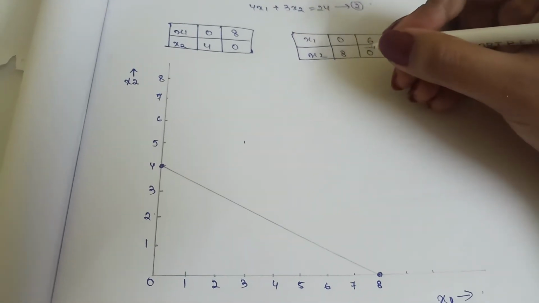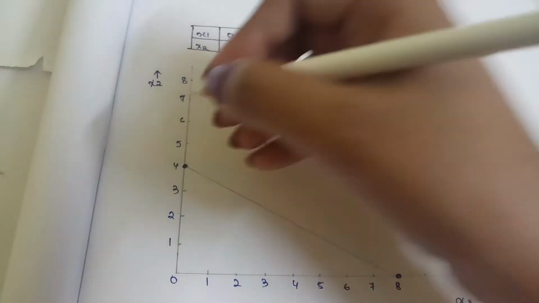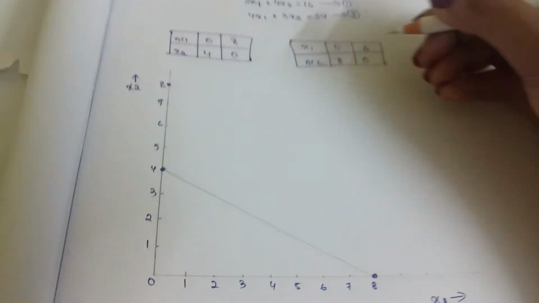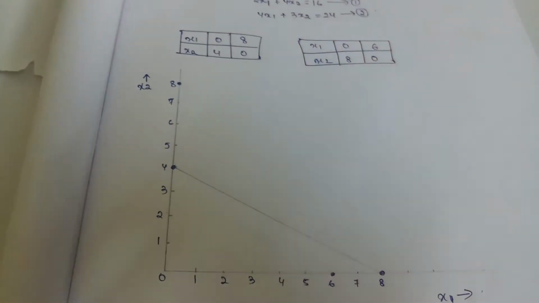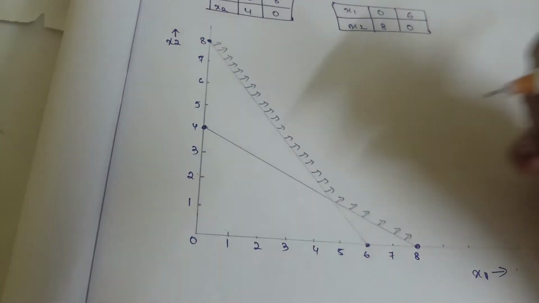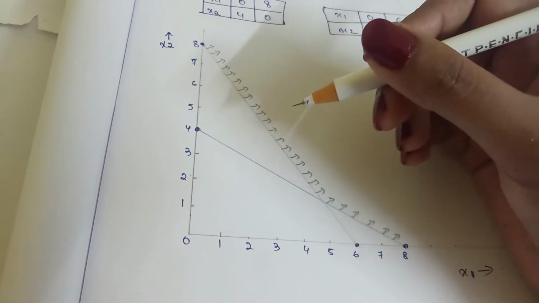Let's see for the second one. When x1 is 0, x2 is 8, means this one. And when x2 is 0, x1 is 6, means this point. So let me join the 2 points. Okay, as you can see, I have joined the second line as well.